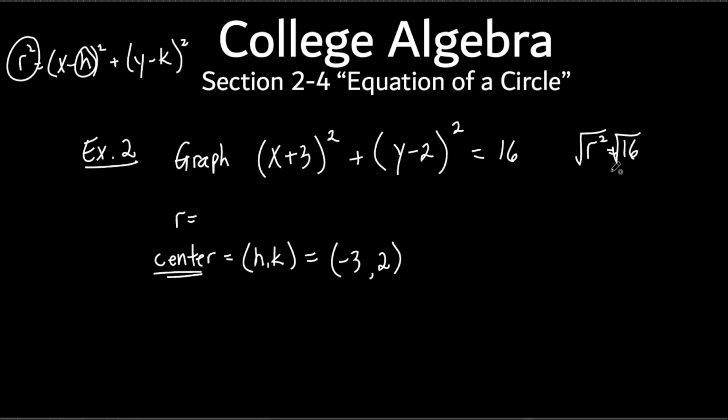Okay, would we put negative distance? No. We just use the positive version of it. Is that all right? So we don't put plus or minus. We just use the positive part. So r is what? What's the square root of 16? It's 4. So that's what the radius is. It's 4.